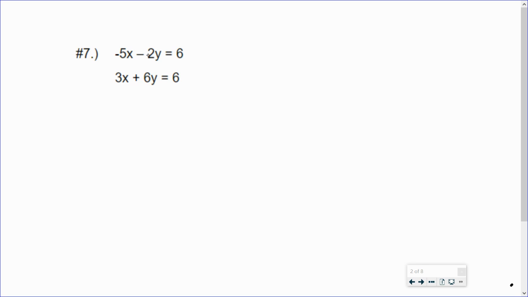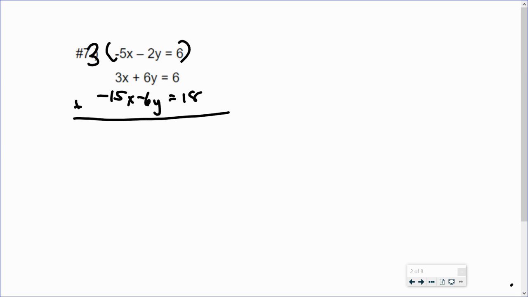I got to get this -2 to end up to be a 6. So I know multiply the top by 3. So when I do that, 3 times -5 is -15x. 3 times -2 is -6y. And 3 times 6 is 18. And now I just add these up. All right, 3x plus -15x is -12x. The y's go away because that ends up being a 0. And 6 plus 18 is 24.